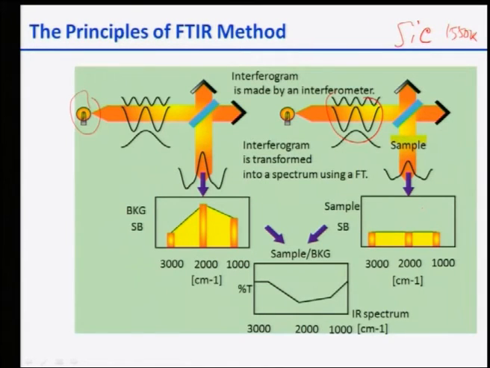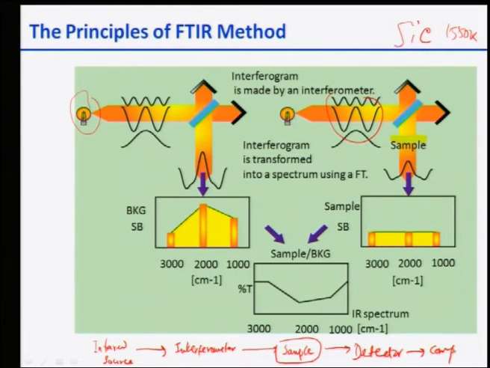So what is done is that you have an infrared source, and from there it goes to the interferometer, which modulates it, and then it falls on a sample, and from the sample it goes to a detector, and the detector to a computer. Schematically, this is what a machine consists of. This is shown here: the interferometer, then the sample, and then we get the data.